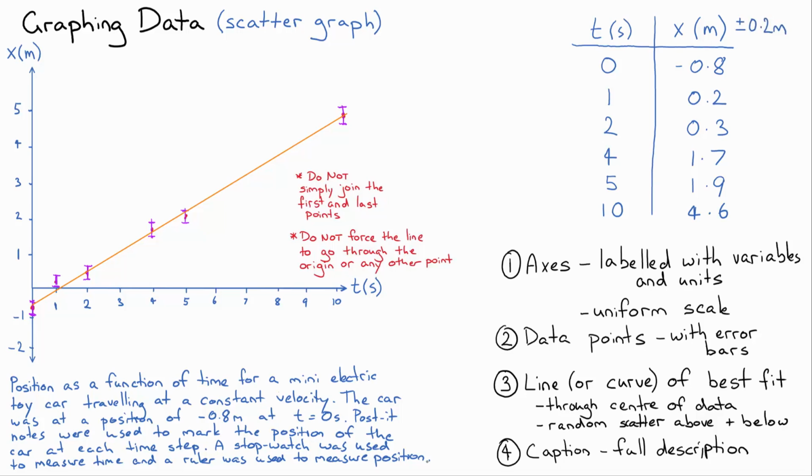So if someone came along, they could look at the graph, look at the caption, and get the whole story from just that. They probably wouldn't even need to read the rest of your report. So that's graphing data. You need axes, you need data points and error bars, you need a curve or a line of best fit, and you need a full description. One final reminder that joining the dots is for primary school, not for college.